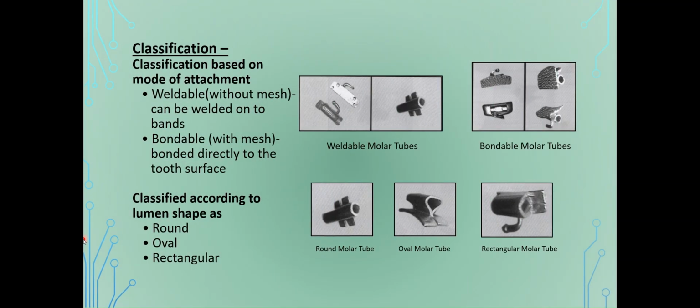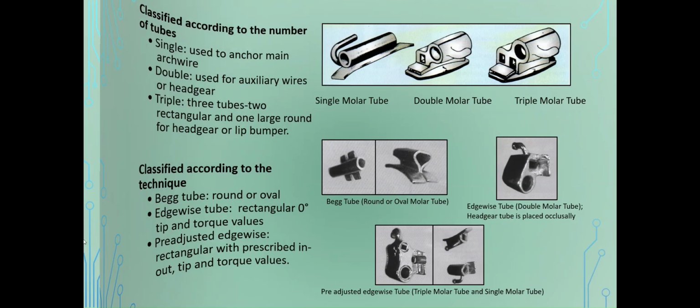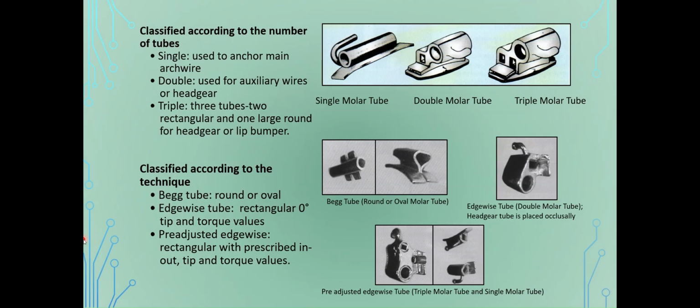Let's see the classification. Classification based on mode of attachment is weldable and bondable. Classification according to the lumen shape is round, oval, or rectangular. Classified according to the number of tubes: single tube is used to anchor the main arch wire. Double tube is used for auxiliary wires or headgears. Triple tube consists of three tubes, in which two are rectangular and one is round, which is used for headgears or lip bumper.